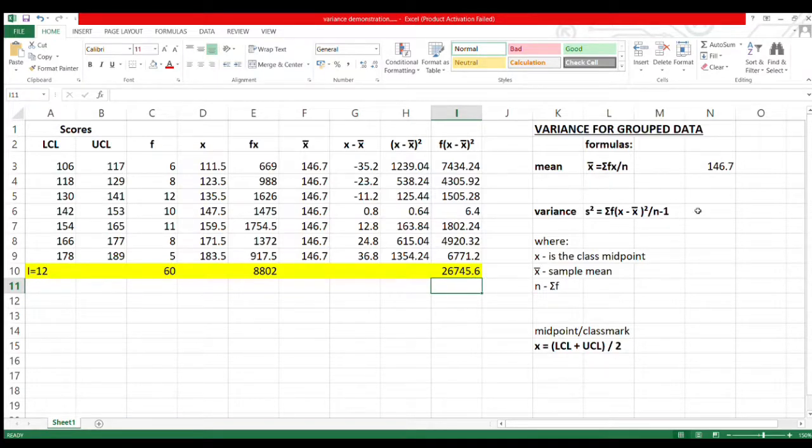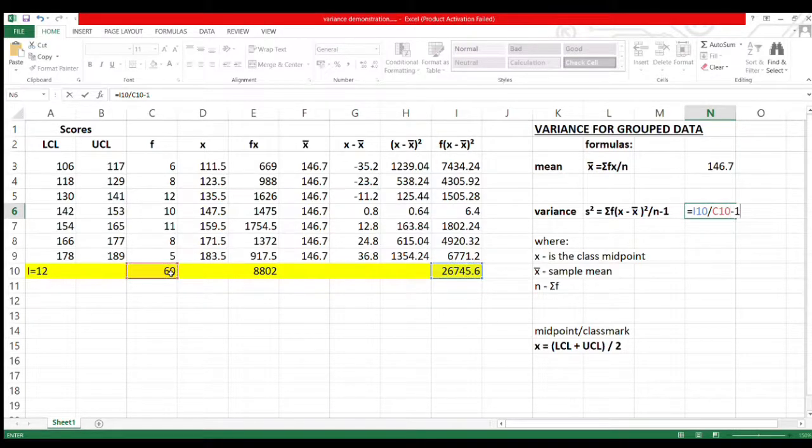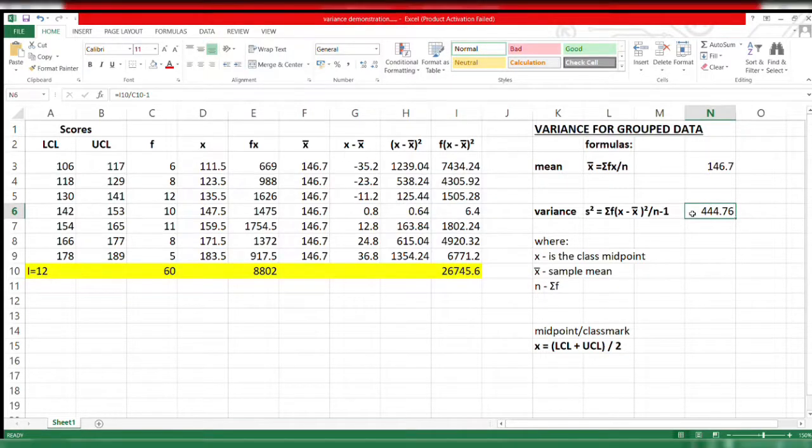Okay, now we're ready to solve for the variance. Let us substitute this to the formula. We have the summation of 26,745.6 divided by n, which is 60, minus 1, so we get 444.76 as the value of our variance.